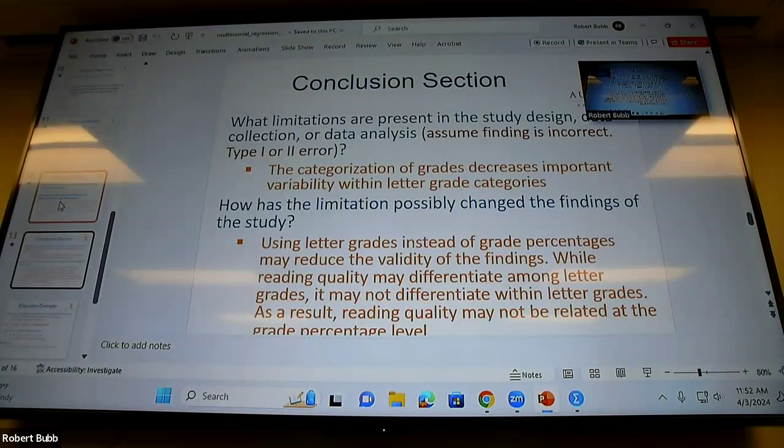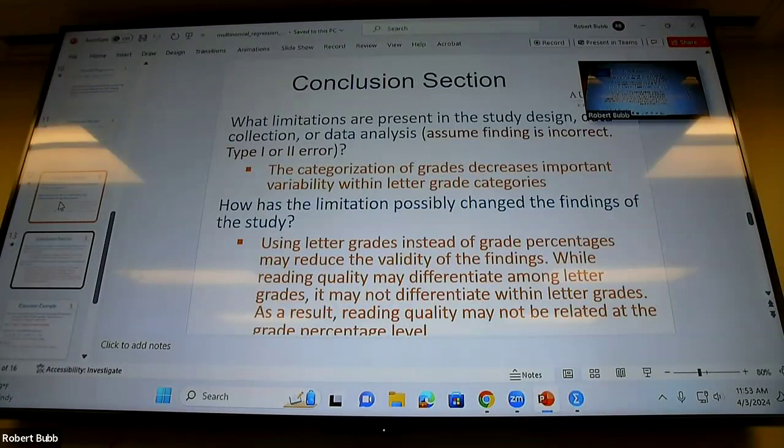And so you still have to wrap your mind around, okay, so let's assume for a second that in this particular case, we found that reading quality is significant. Well, why might that not be true? So what if this finding is incorrect? Why might that be? That's what that limitation section is talking about. So whatever you put as a limitation should theoretically, if addressed, change the finding of your study.